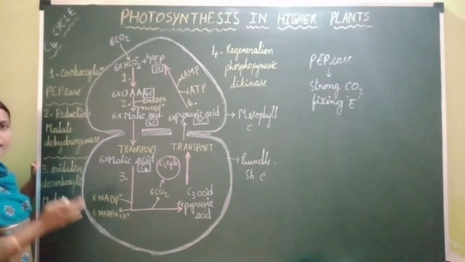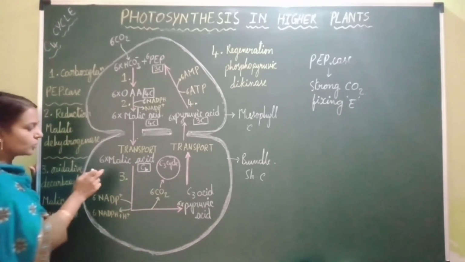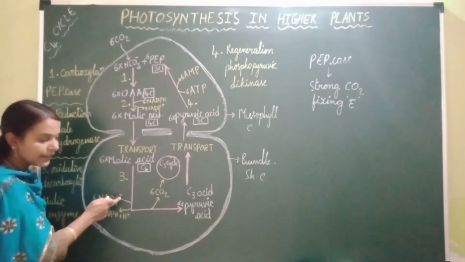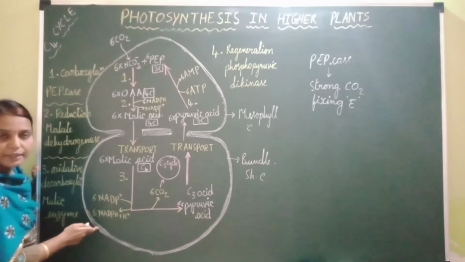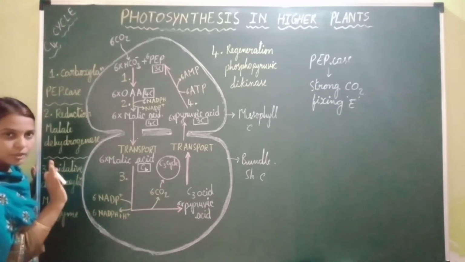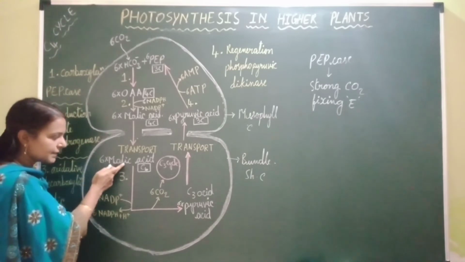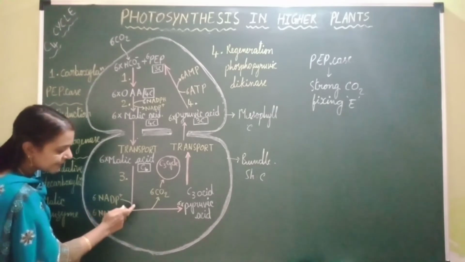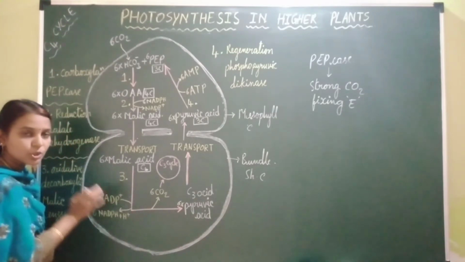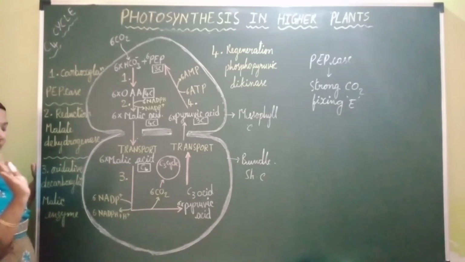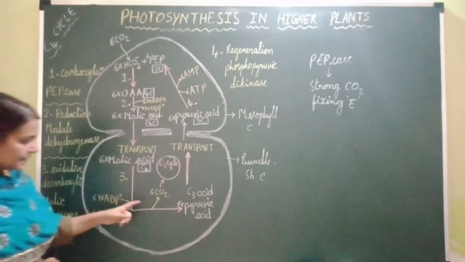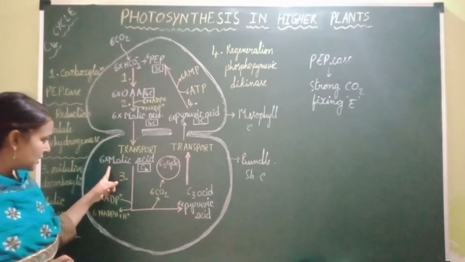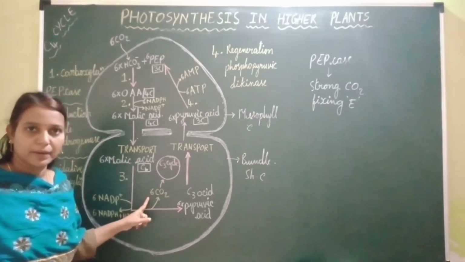When oxidation occurs, breakdown occurs, what happens? Protons and electrons are released from malic acid, which are picked up by NADP plus, and hence NADP plus is reduced into NADPH plus H plus. So malic acid undergoes oxidative decarboxylation into pyruvic acid, whereas NADP plus is reduced back into NADPH. So there is no net utilization of NADPH. As it undergoes decarboxylation, a carbon dioxide molecule is released. So from 6 molecules of malic acid, 6 molecules of carbon dioxide are released.